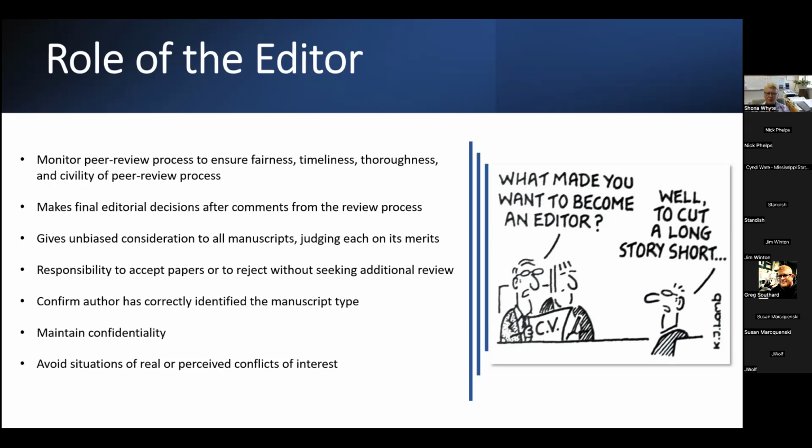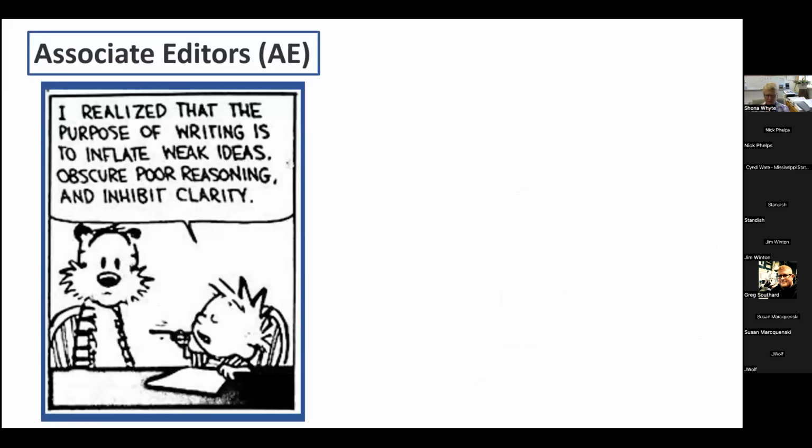We have the responsibility to accept or reject papers, even without going back to associate editors, if we feel that it would just prolong the process. We maintain confidentiality and also ensure that there's no conflict of interest.